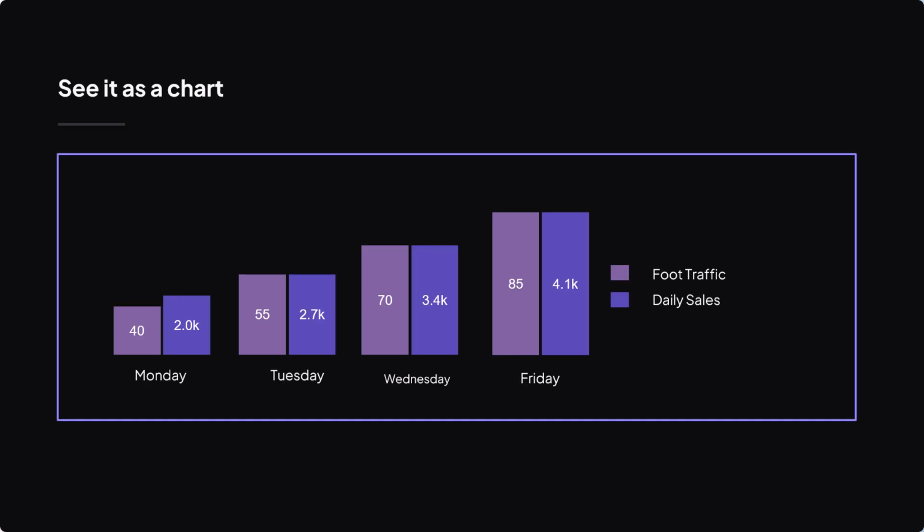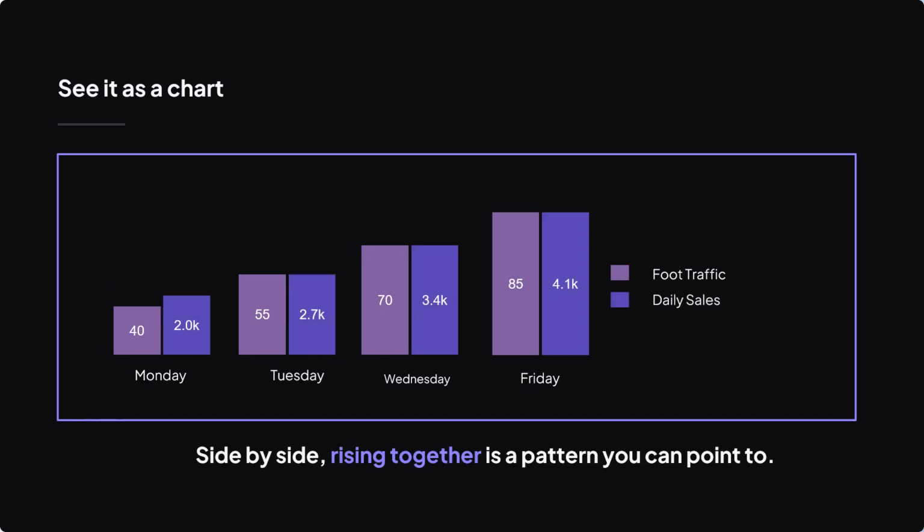Here's a simplified chart based on the table. The foot traffic bars climb and the sales bars climb beside them. Side by side, rising together is a pattern you can point to.